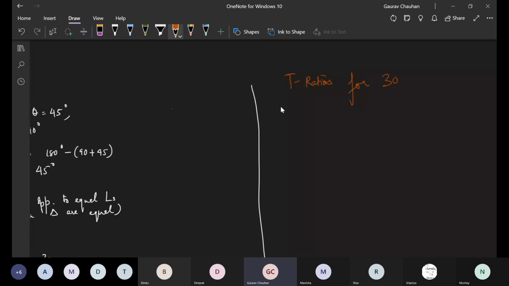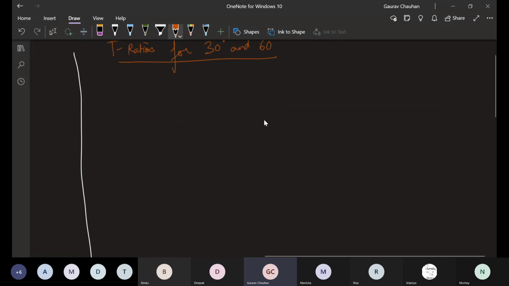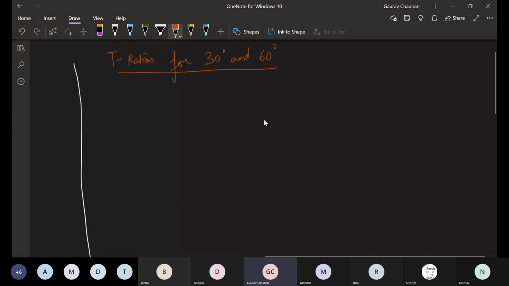Okay, so the next heading is T ratios for 30 degrees and 60 degrees. Okay, and what we are going to do here in T ratios for 30 degrees and 60 degrees is we are actually going to assume an equilateral triangle. Okay, we're going to start our calculations by taking an equilateral triangle, and I'll tell you why.